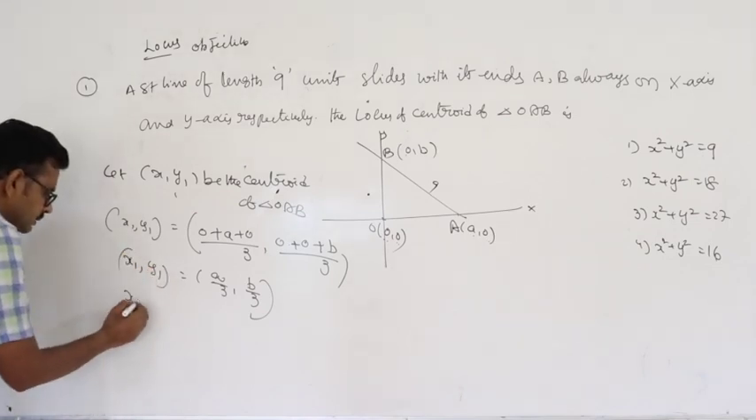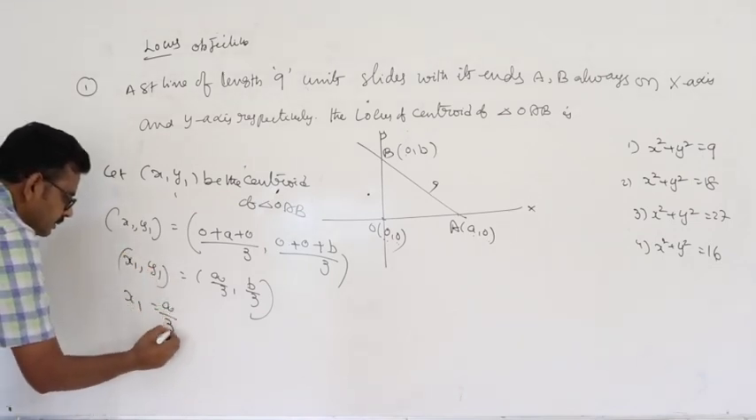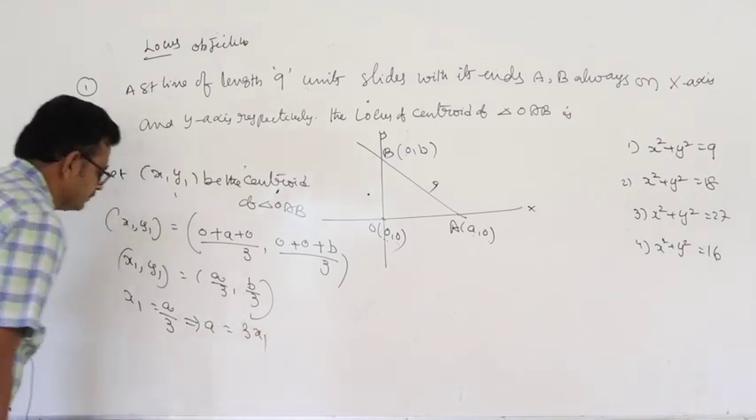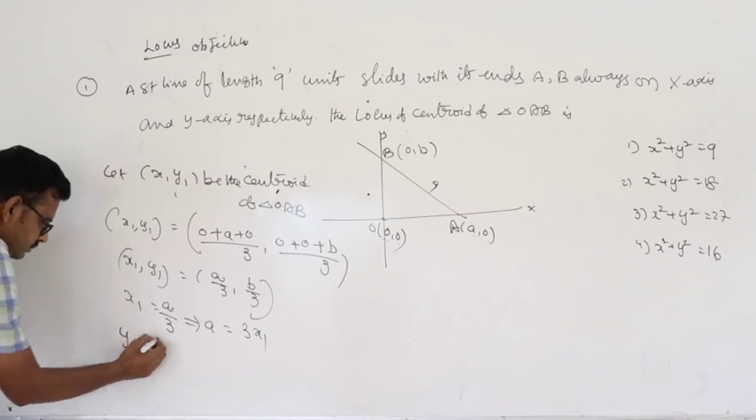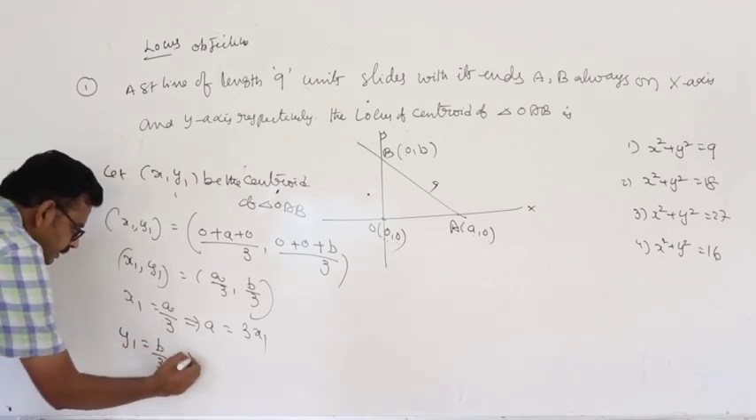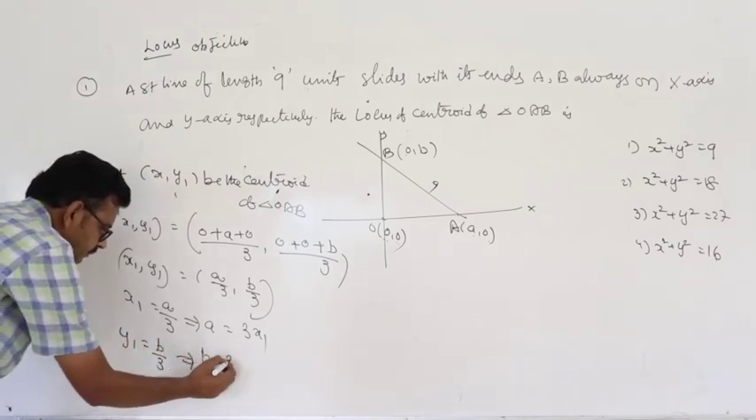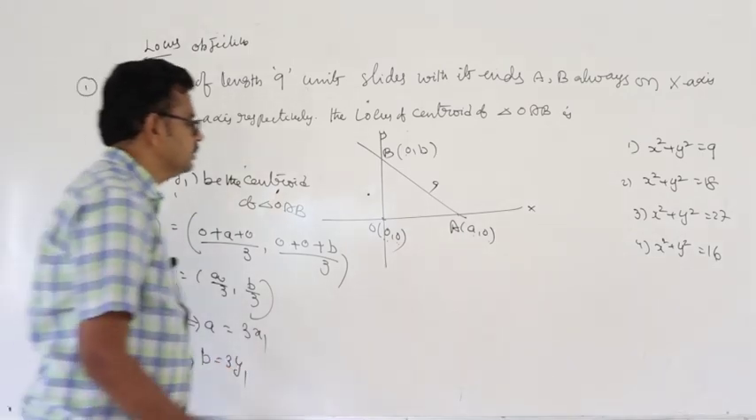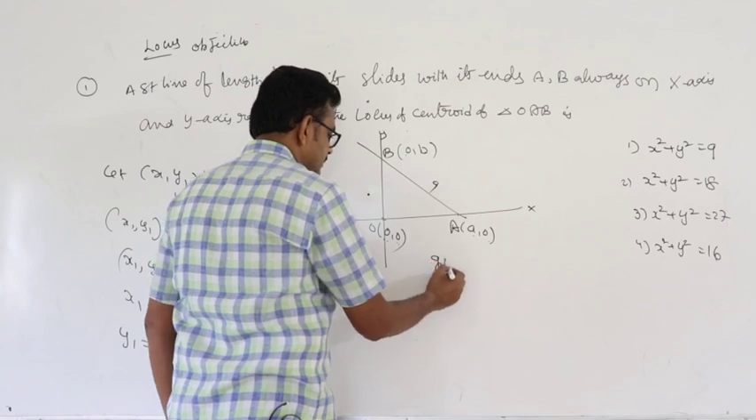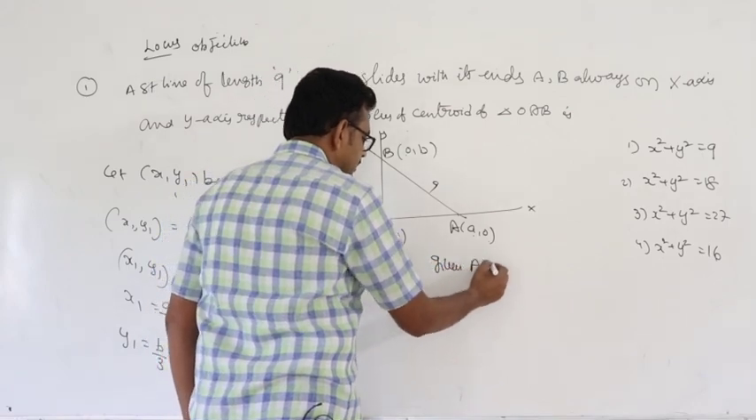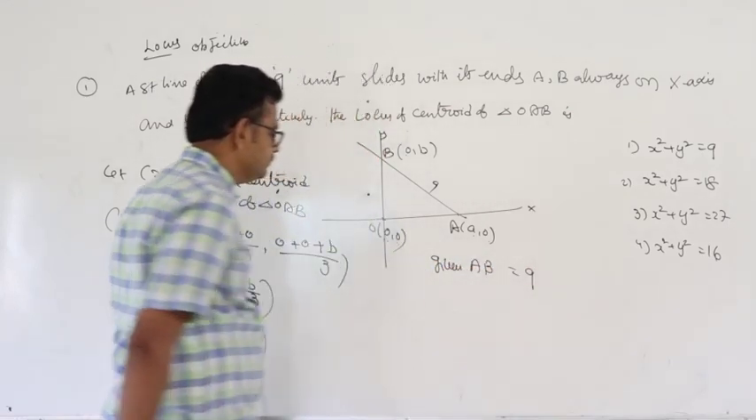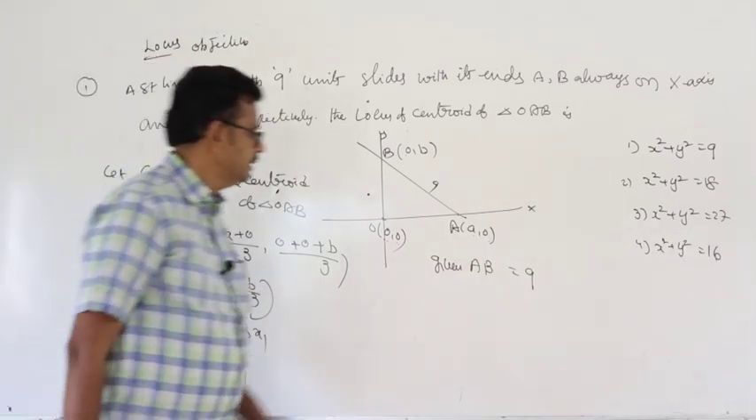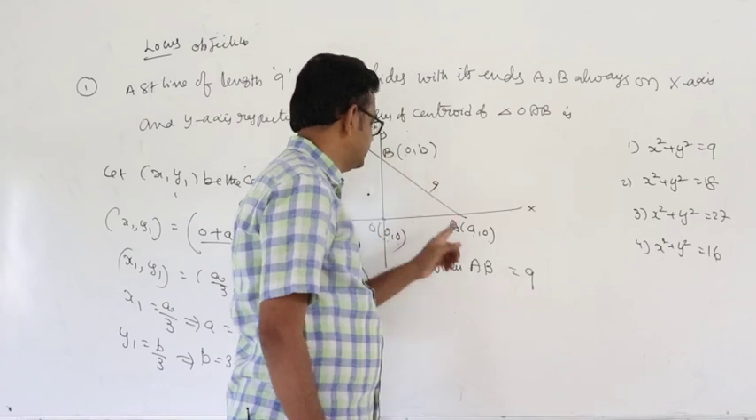So x1 is equal to a by 3, which implies a is equal to 3x1. y1 is equal to b by 3, which implies b is equal to 3y1. So these are the a, b values. And also what is given? A rod of length 9 units. So what is AB? The distance between the points.